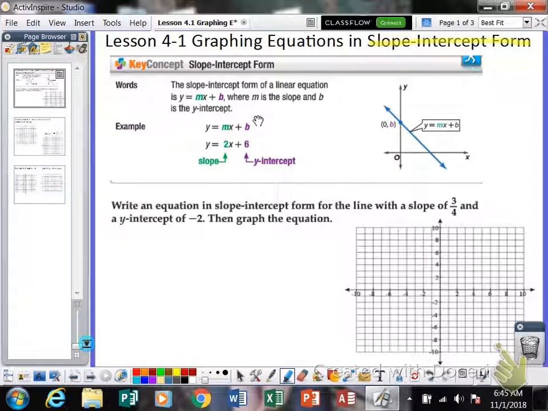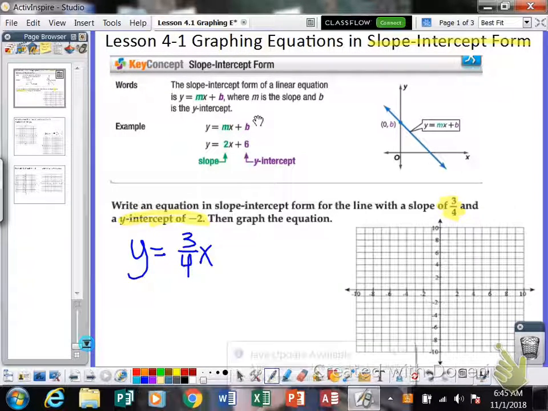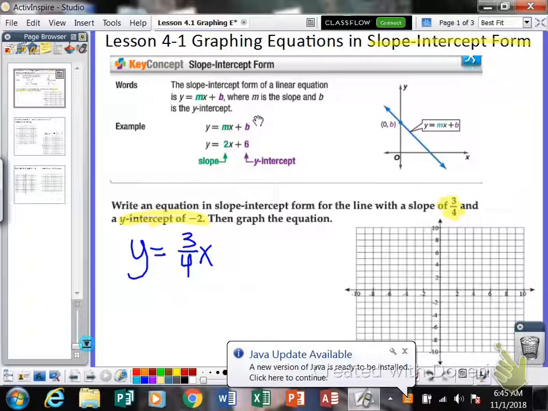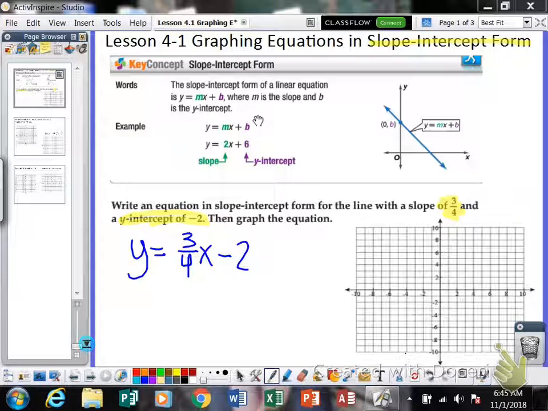So first we need to write an equation in slope-intercept form for the line with a slope of 3/4 and a y-intercept of -2, and then graph that equation. So we're given the slope, 3/4, and we're given the y-intercept of -2. So we write the equation y equals 3/4 x, mx plus b. Well, we don't say plus a negative, so we're just going to say -2 because that means the same thing. So y = 3/4 x minus 2.